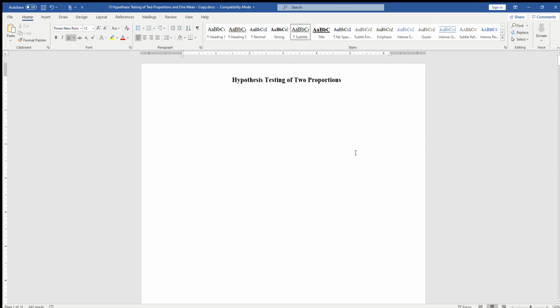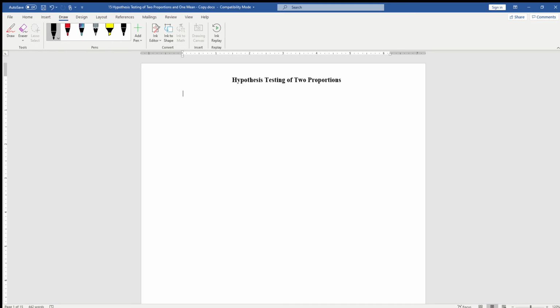Before we get into talking about the formulas and all the notation for a hypothesis test of two proportions, the first thing we should probably do is go over some examples of when we would use a hypothesis test of two proportions and define that. So again, when we talk about the idea of two proportions, we're talking about percentages.